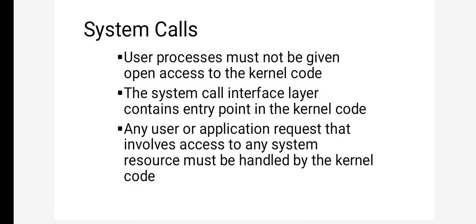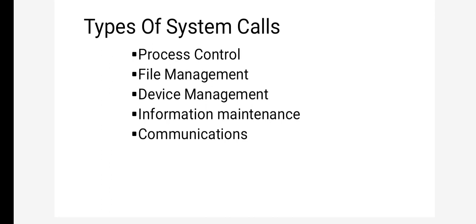Now we shall discuss what a system call is. User processes must not be given open access to the kernel code. The system call interface layer contains entry points into the kernel code. Any user or application request that involves access to any system resources must be handled by the kernel code. Here are some types of system call: process control, file management, device management, information maintenance, and communication.